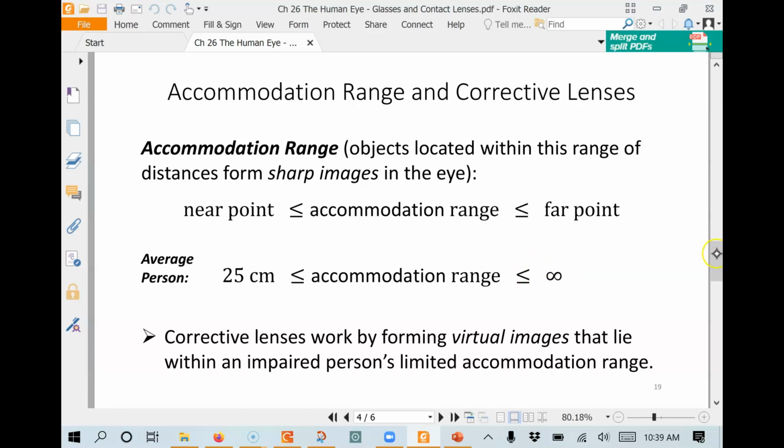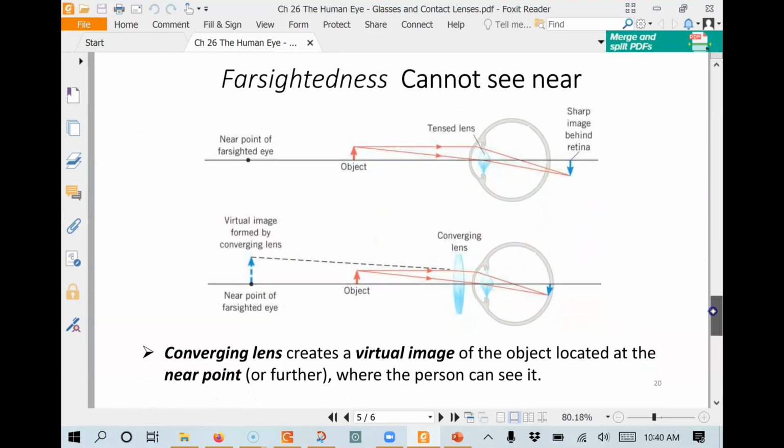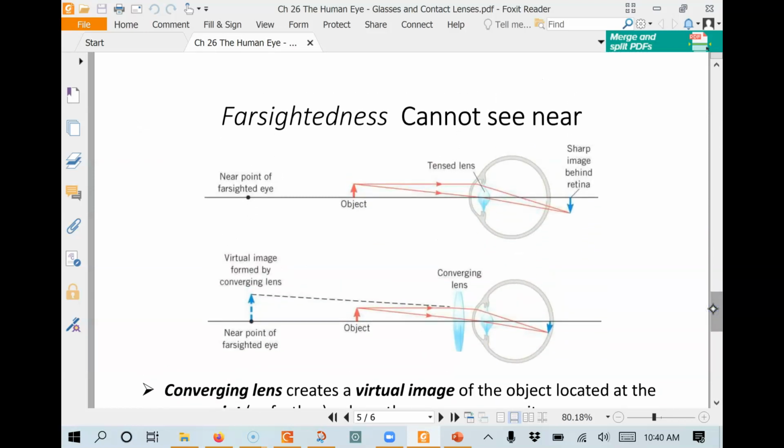All right, now we're doing farsightedness here. The terminology is kind of backwards. Farsighted means you can't see near. So the idea here with the corrective lens is, okay, here you have an object. It's close. It's closer than the near point. You can't form an image of this because your lens is not able to converge the rays quickly enough, so the image is going to be smeared on your retina.